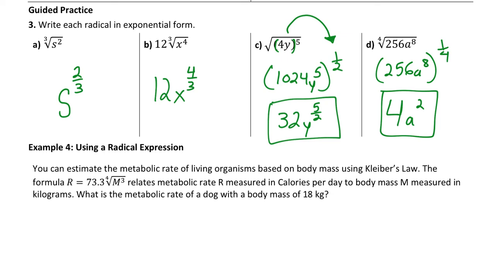In part D, it's kind of similar. This quantity, 256a to the 8th. Now, 256 is not being raised to the 8th power because it's not all inside of a parentheses like example C here. So this quantity is under the 4th root, which means it's being raised to the 1/4 power. So what I did was I raised each factor, each part, to the 1/4 power. So that's why I got 4a squared.